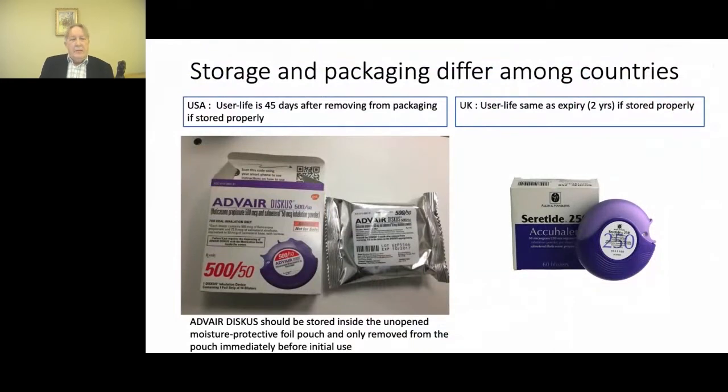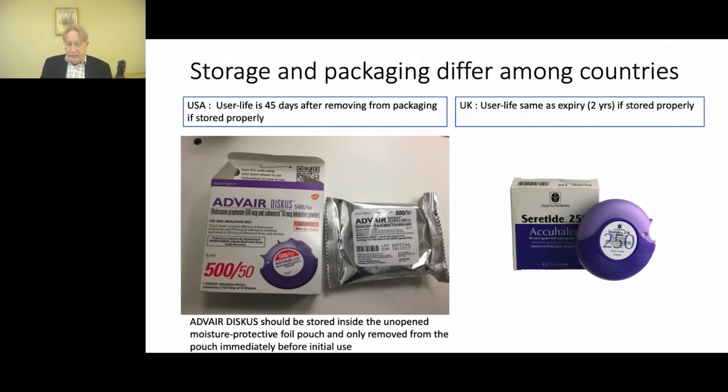Okay. You also need to know that storing and packaging differs among countries. So in the US, this is how Advair comes in the Diskus. It's in a box in a foil sealed pack. The manufacturer recommends not taking it out of the package until immediately before use. In all other countries across the world, you'll see that the Diskus comes in a box and they take the actual inhaler out of the box. So there is no desiccant.